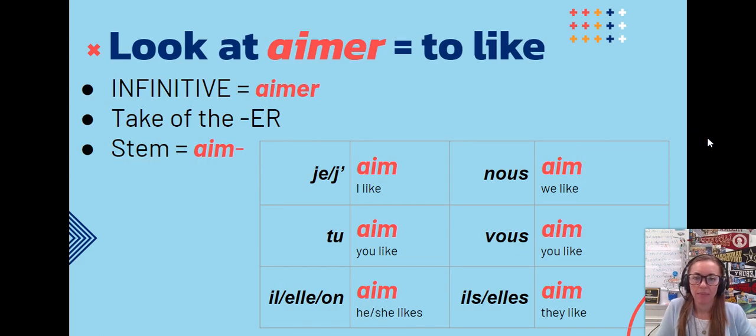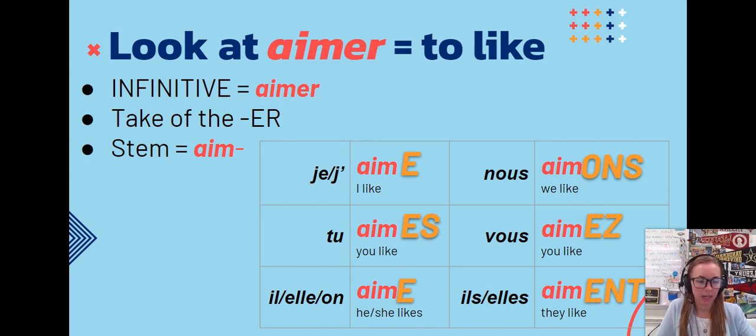So let's take a look at aimer, the verb to like. Our infinitive is aimer. We take the ER off, and here's my stem. So you can see I wrote my stem six different times. My ending for the je form is E, so I got j'aime. We have tu aimes, il aime. Notice they're pronounced the same. Nous aimons, vous aimez, ils aiment. So you can see how I've taken the stem and I put my endings on it.